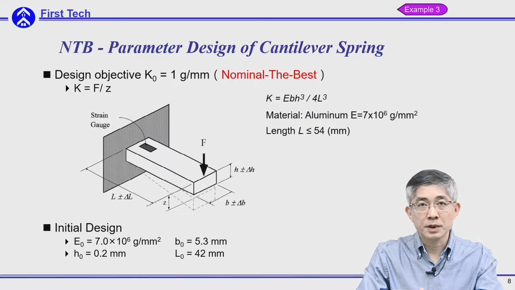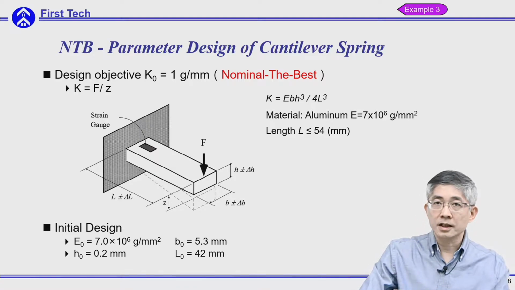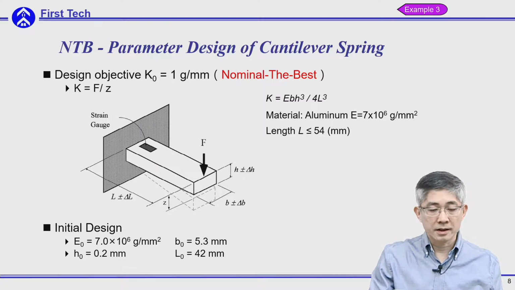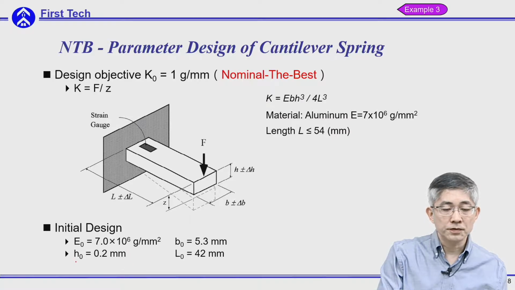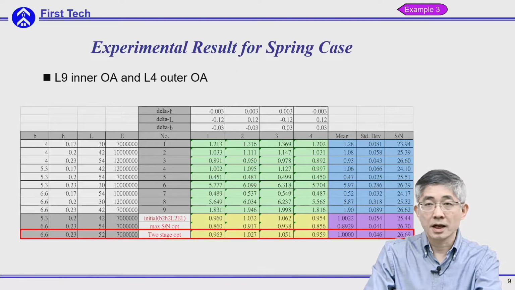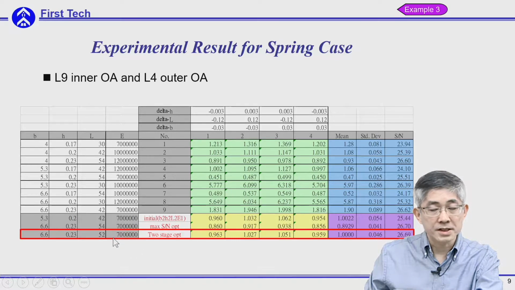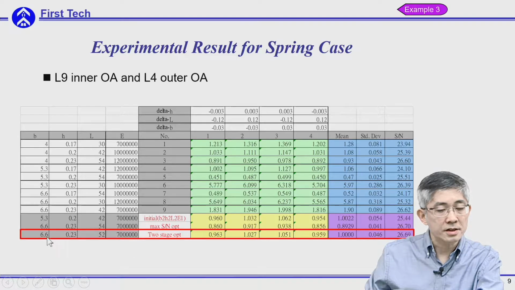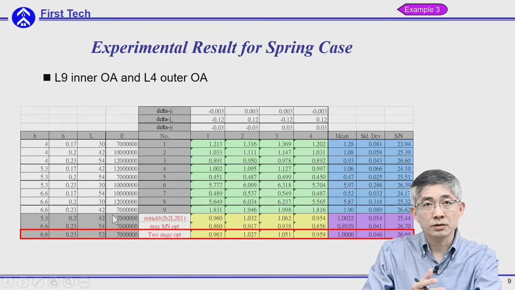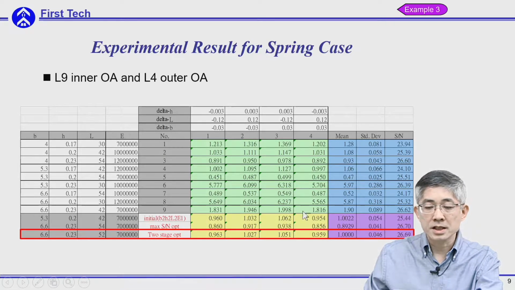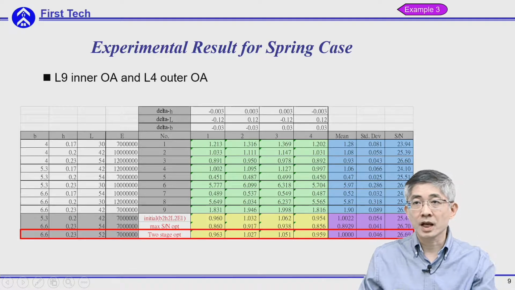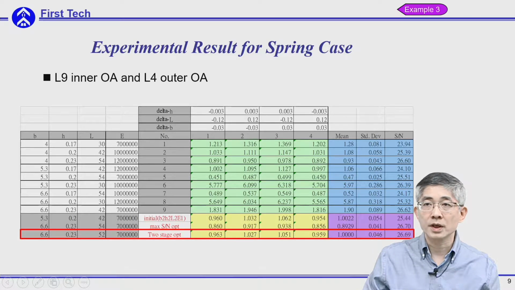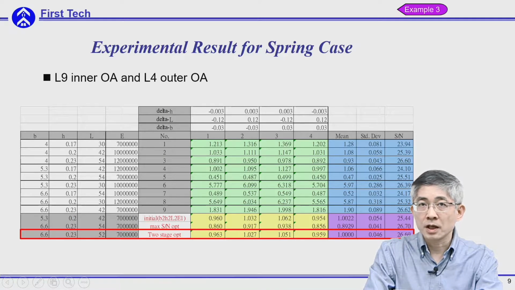I'm using this cantilever beam again as an example. In that spring example, we want to design a cantilever spring with k equal to 1, and this is the initial design. From the parameter design, we can get the optimum design after two-stage optimization, shown over here, and this is the initial design. We can use the outer array experiment to verify the actual SN ratio. For the initial design it is 25.44, and for the optimum design it is 26.69.